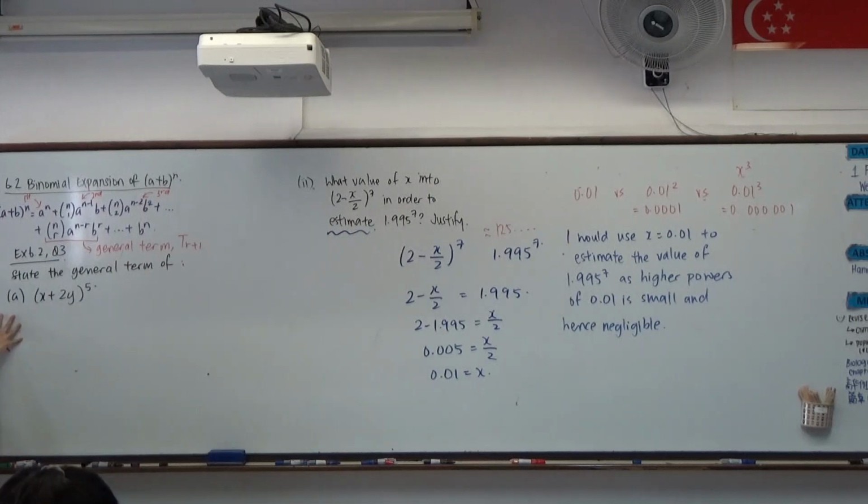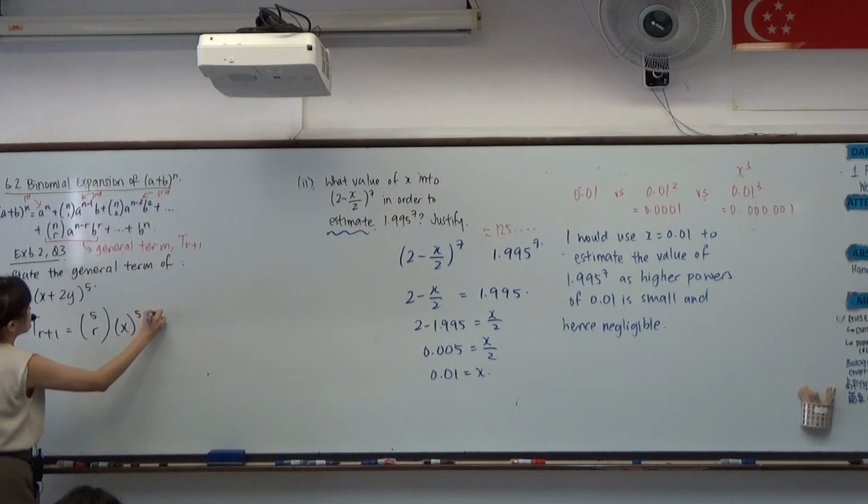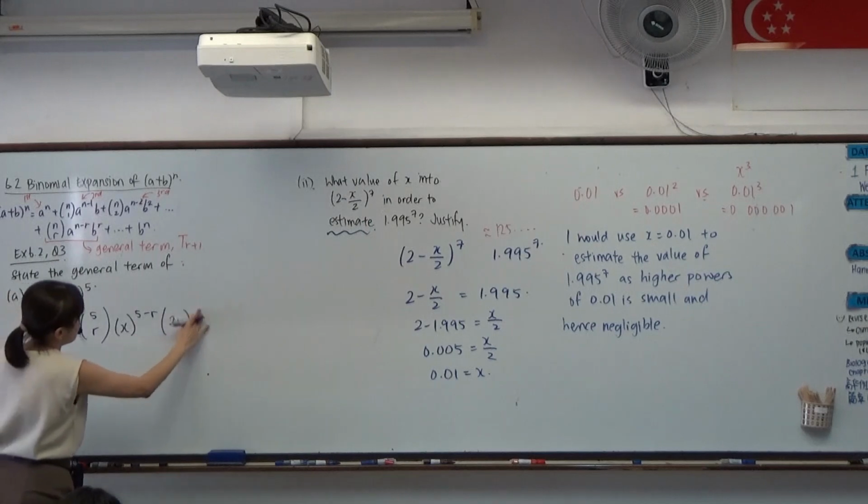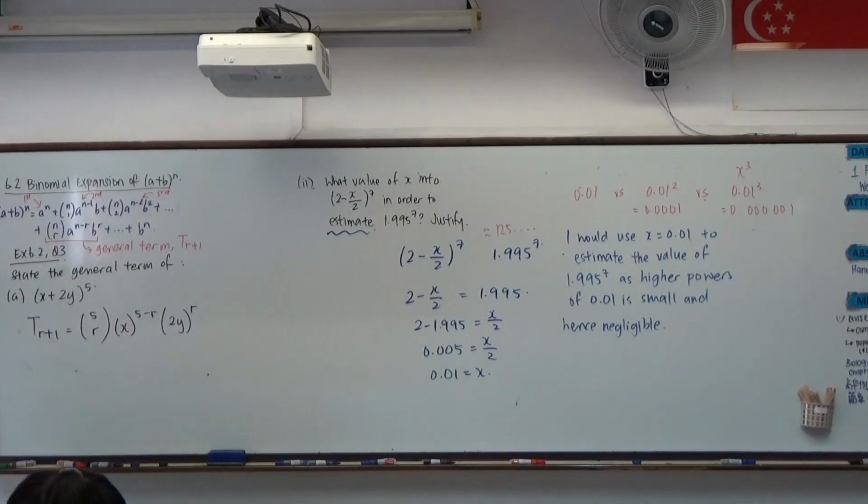Okay, so to find the general term of x plus 2y to the power of 5, using my formula, I find this is the r plus 1 term. I use n to be 5. r is something that we do not know since we're looking for the r plus 1 term. a is your x, so x to the power of 5 minus r, and then 2y to the power of r. So this will be the so-called pattern for every single term in the expansion itself. That is what we call the general term.